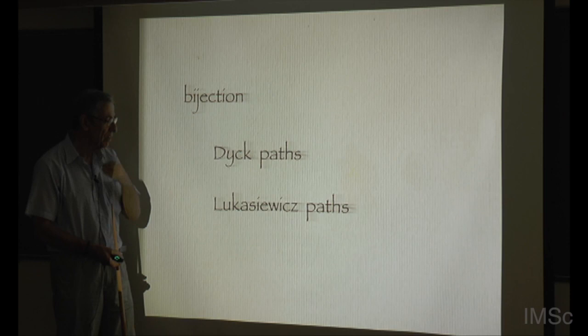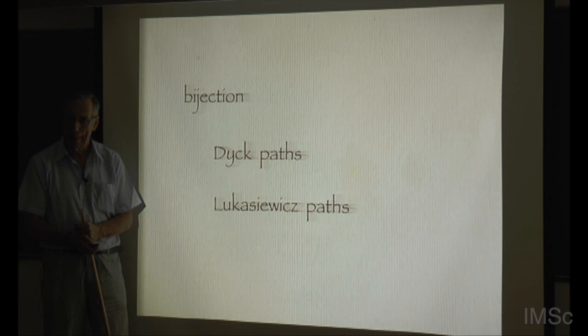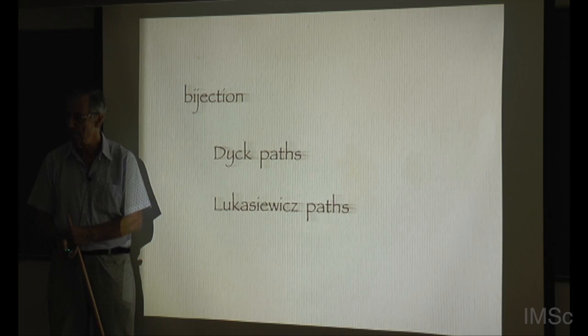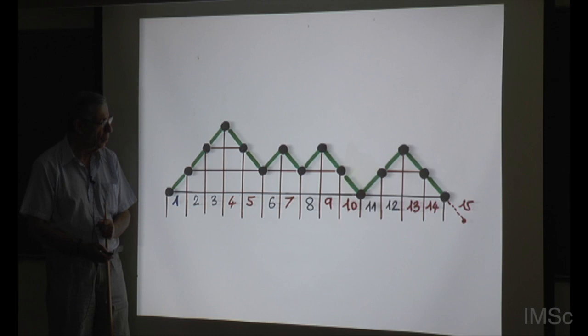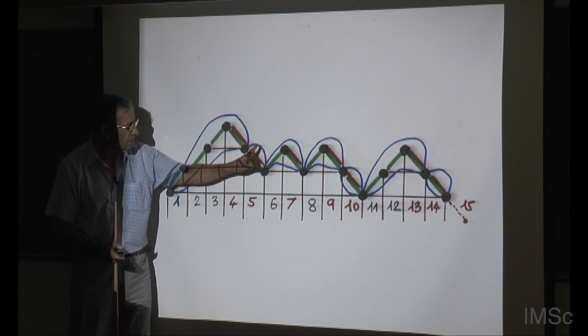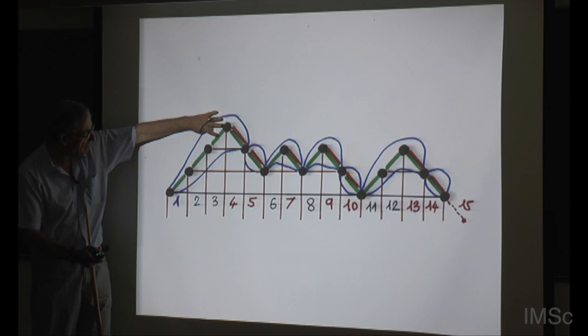So now a bijection from Dick paths to Lukasiewicz paths. This will show that the number of Lukasiewicz paths of length n is exactly the number of Dick paths of length 2n. So here is a Dick path. And you do this: you select each step going down, and then you go for the maximum possible number of northeast steps.